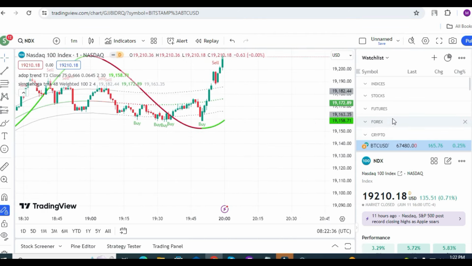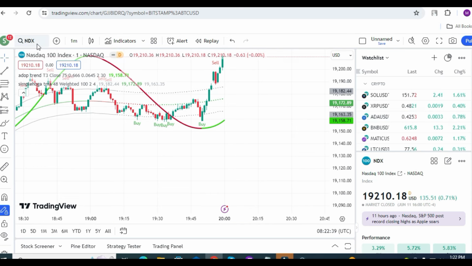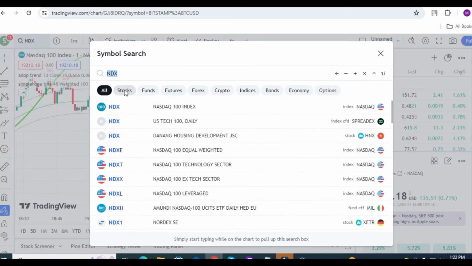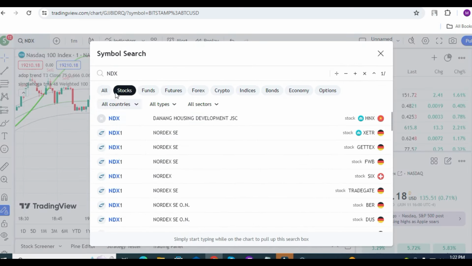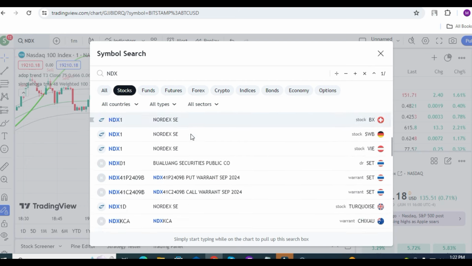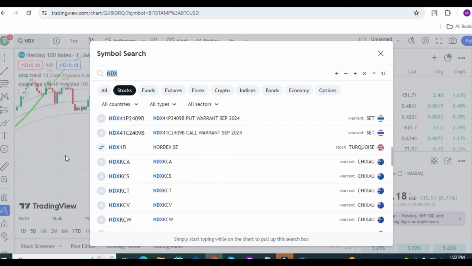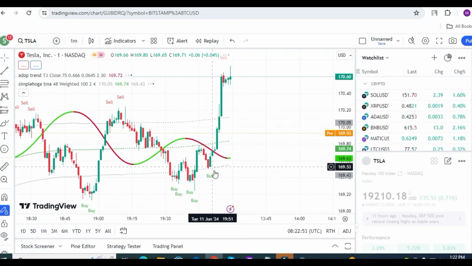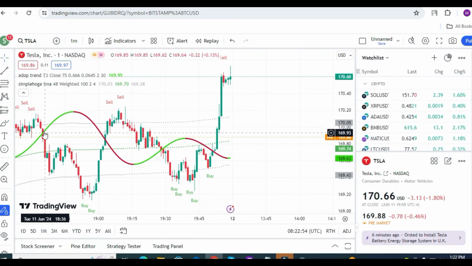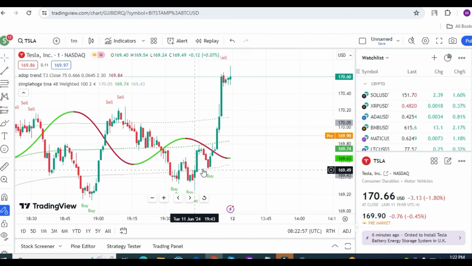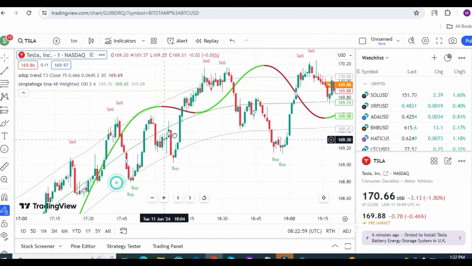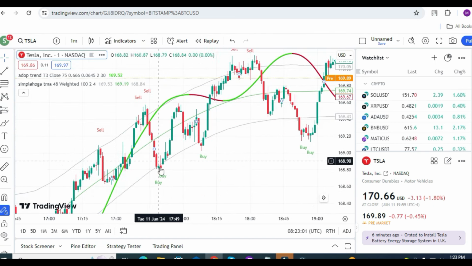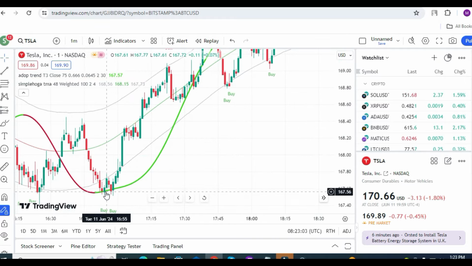Let's see the results in some stocks, not indices. Nvidia, Tesla. So see the results in Tesla. That is your perfect sell trade. This is your perfect sell trade, you can see, and this is your buy trade. You can see the results.